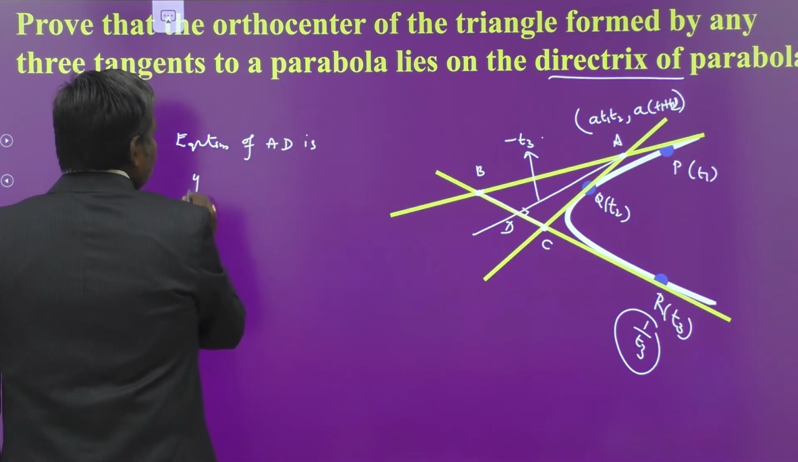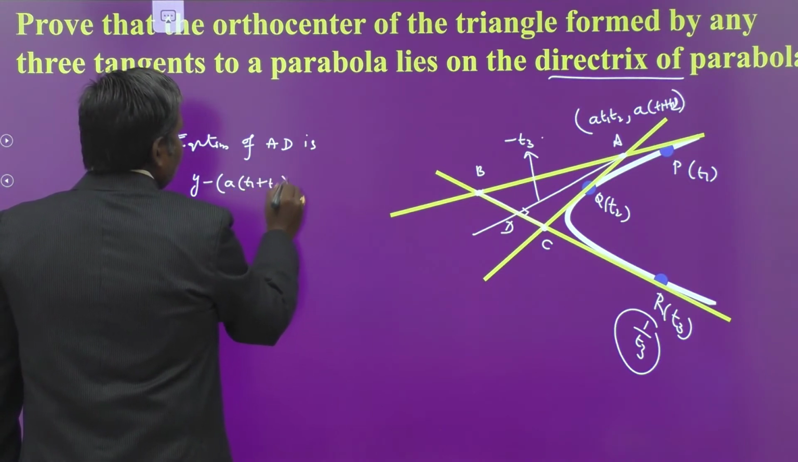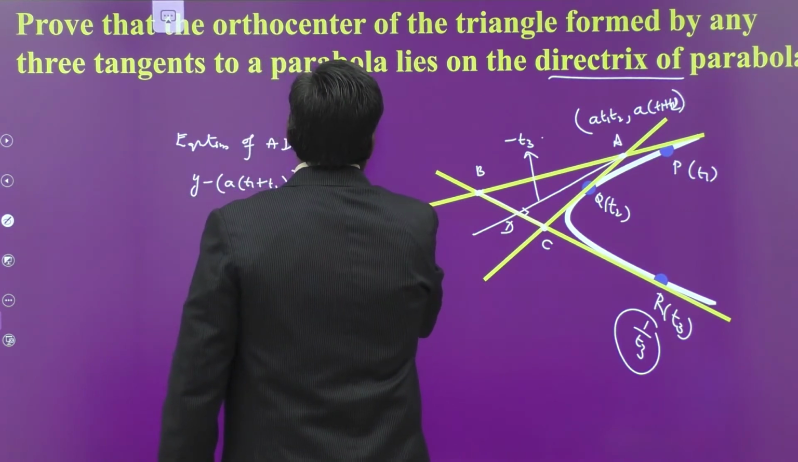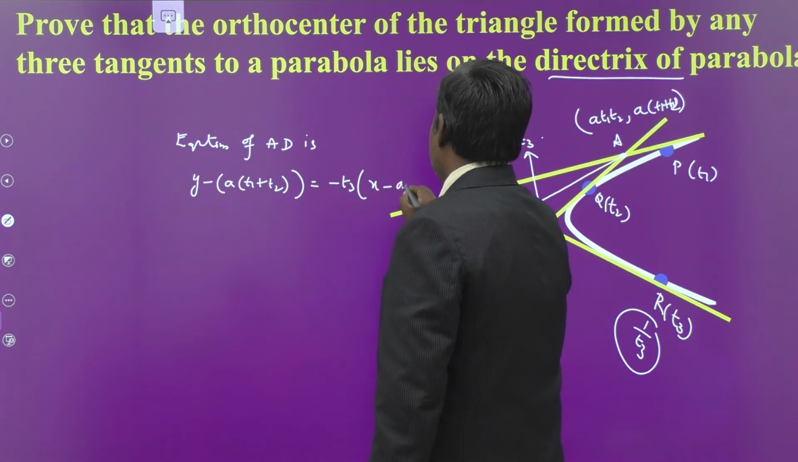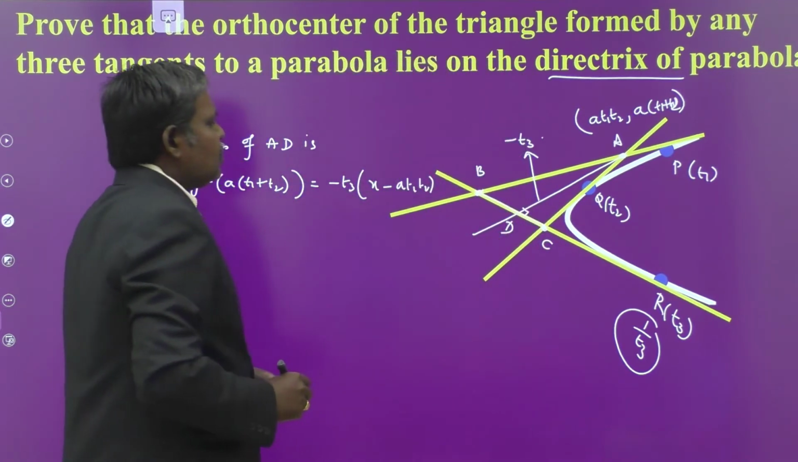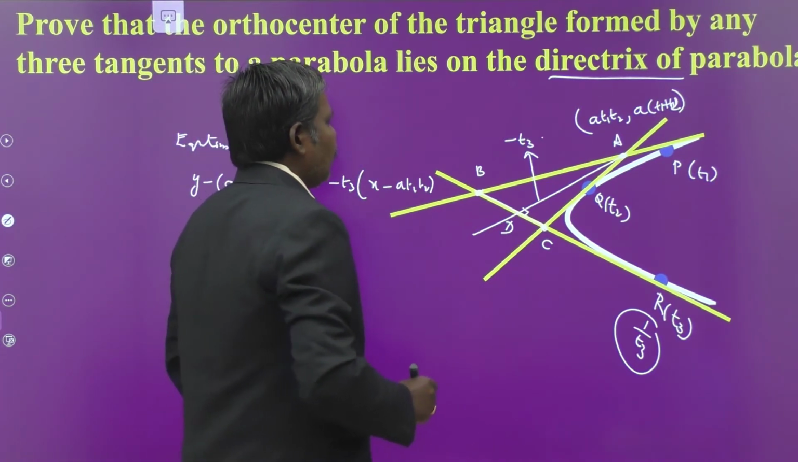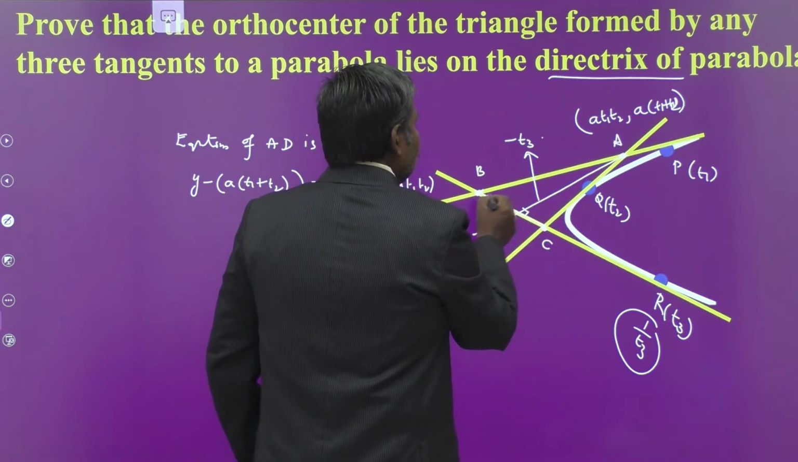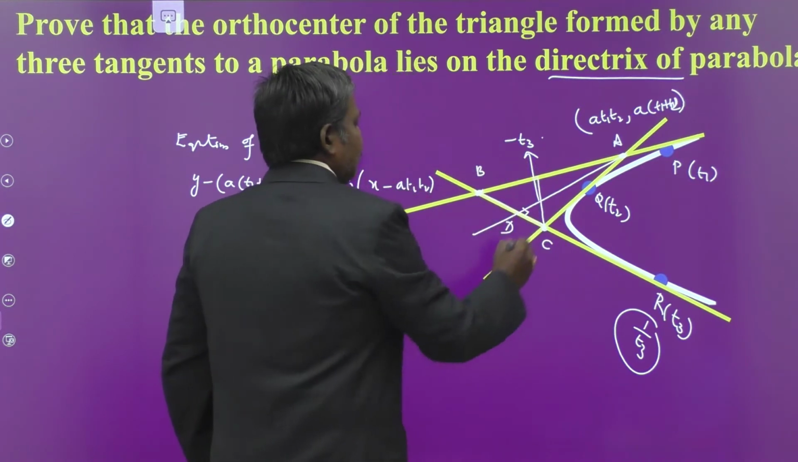Equation of AD is y minus A(T1 plus T2) equals minus T3 times (x minus A T1 T2). Similarly, can I write the other altitude or not? Can you write the other altitude? What is that? For the other altitude, you have to draw the perpendicular from C to the opposite side.